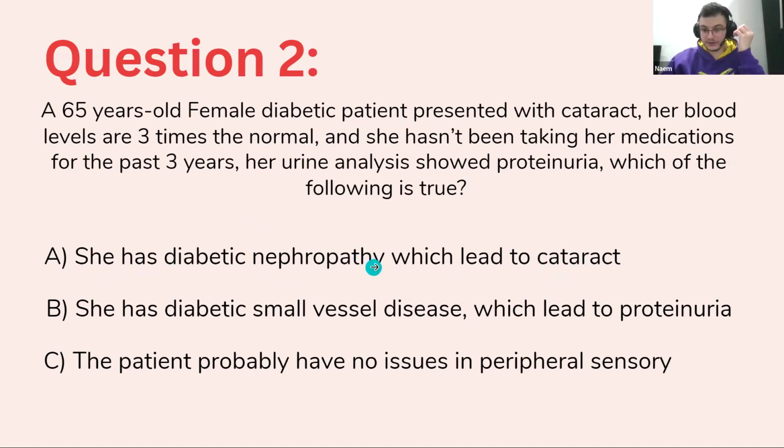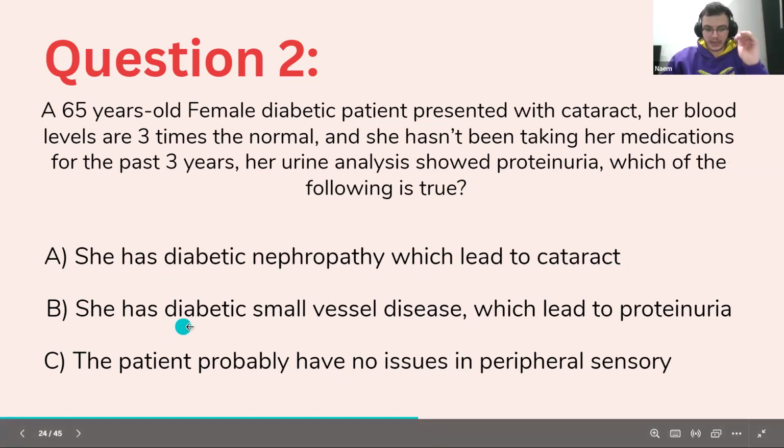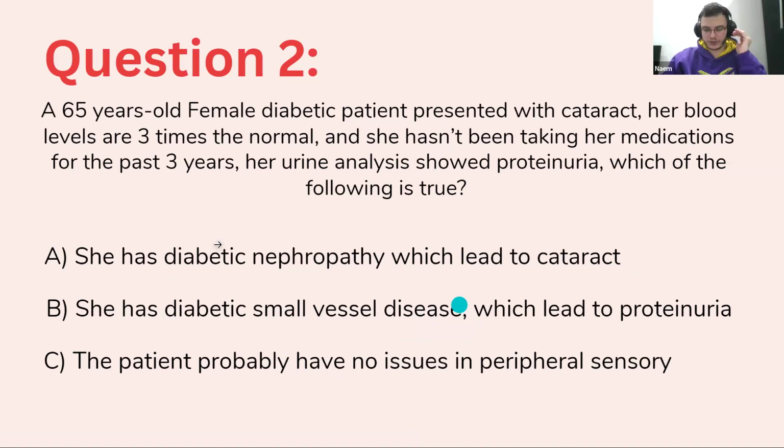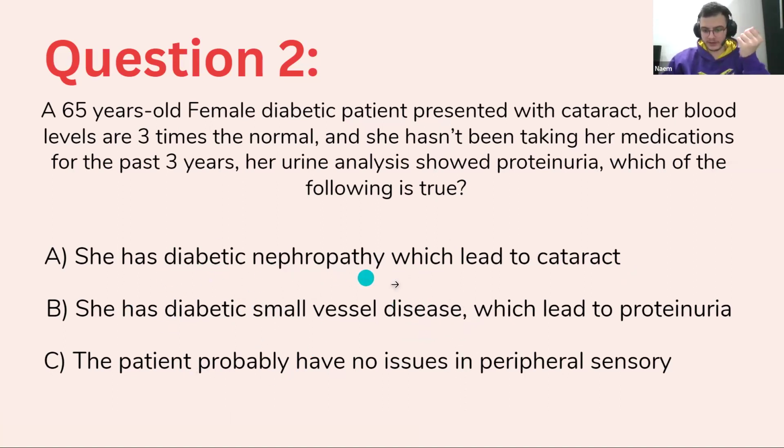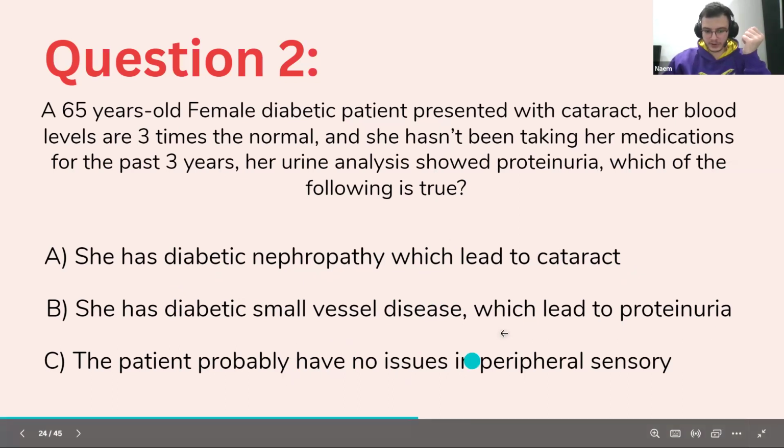So the start is very true. From the part of she till nephropathy, it's a true answer. But does diabetic nephropathy lead to cataract? It doesn't. They are not related. Now, when you go to B, she has a diabetic small vessel disease, which is basically the bigger name of diabetic nephropathy, which leads to proteinuria. So B is the right answer. C is definitely wrong.